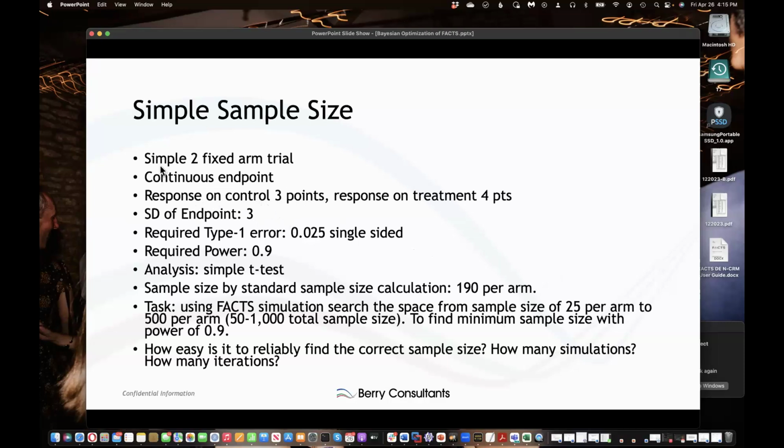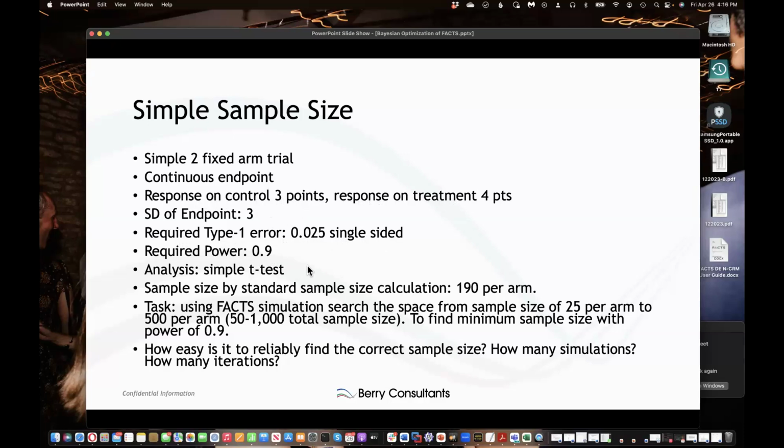So this is the setup for the first example. It's a 2-arm fixed trial with a continuous endpoint. The response on the control is 3 points, and our alternate scenario is a response on treatment of 4 points, so a 1-point difference with a standard deviation of 3. We require type one error to be controlled at 0.025, and we require a power of 0.9.